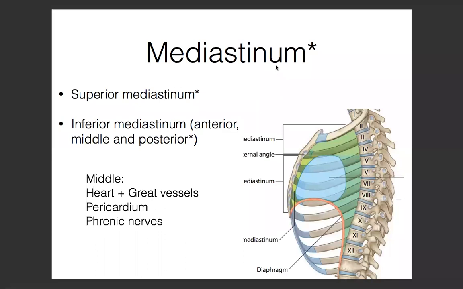Yes, the anterior mediastinum is between the pericardium and the wall. So it's in front of the pericardium, while the middle mediastinum is inside the pericardium, or like between the margins of the pericardium, while the posterior is behind the pericardium. Yeah? So if this is the pericardium, this is the middle, this is the anterior, this is the posterior.